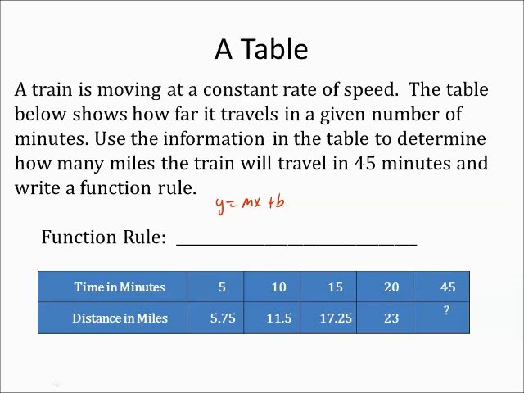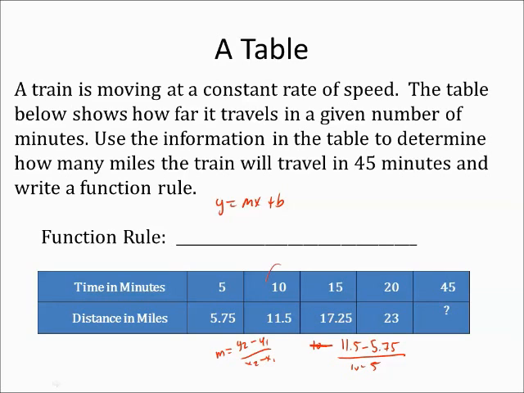Okay, remember m is the slope. Now here, the easiest way to get the slope is to do what we were talking about before. To do m equals y2 minus y1 over x2 minus x1. And it doesn't matter which points you use. It really doesn't. You can use whichever points you want. So I'm going to do 10 minus 5. So 10, oh, so sorry, those are x values. So I'm going to go 11.5 minus 5.75. And then I'm going to divide that by 10 minus 5.